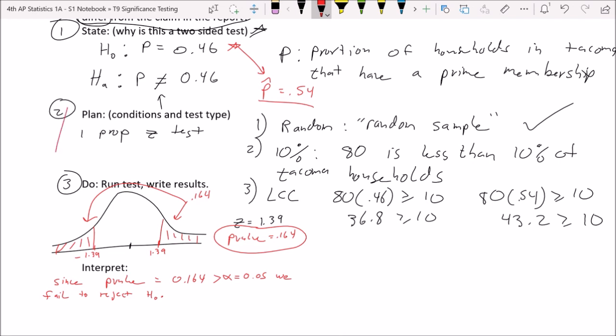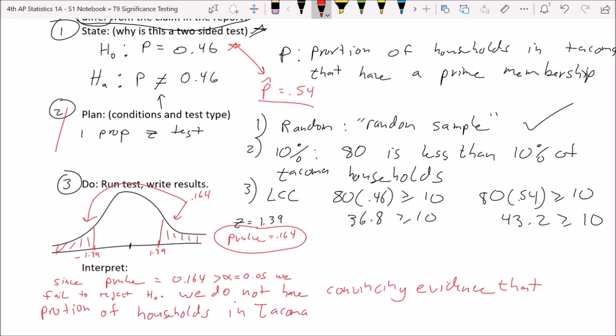Okay, so let's finish this answer. I'm just going to say we do not have convincing evidence that, and now it has to be in context, right? So we do not have convincing evidence that the proportion of households in Tacoma with prime is greater than 46%.